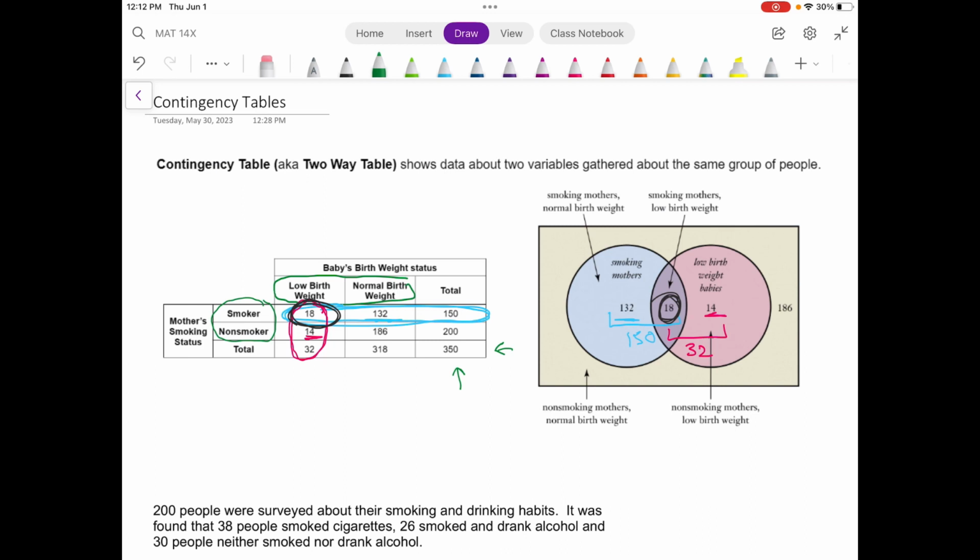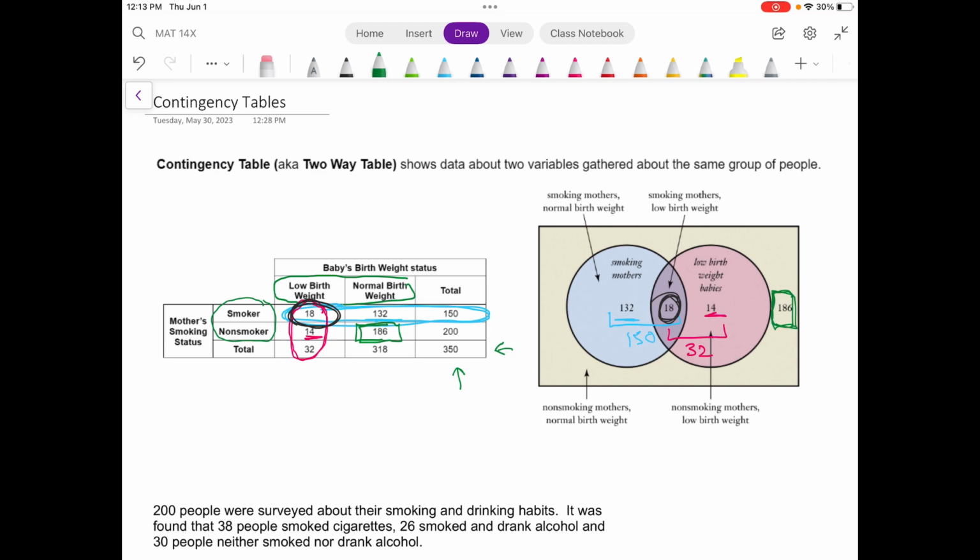And don't forget that there's an extra number hanging out, that 186. And we have 186 here outside the Venn diagram. So there's a direct connection between our setup here and what we ended up with in our Venn diagram. Now, this wouldn't be the only possible Venn diagram I could make off of this two-way table. I could have made one circle non-smoking mothers and the other circle normal birth weight, and then it would be totally different numbers within my circles.